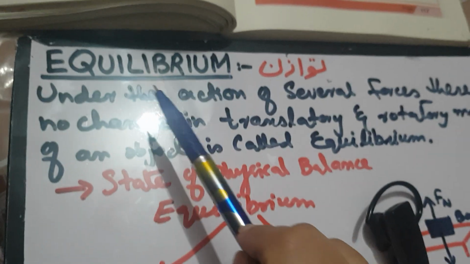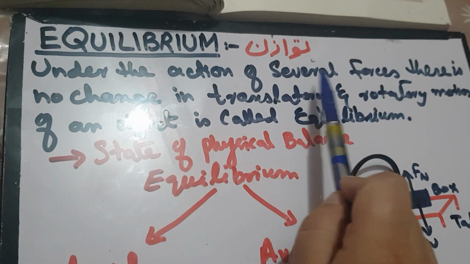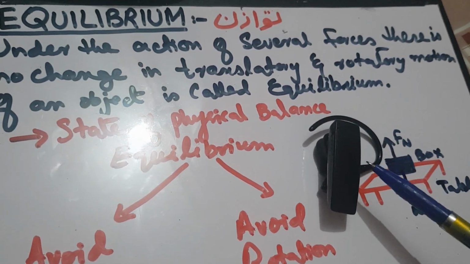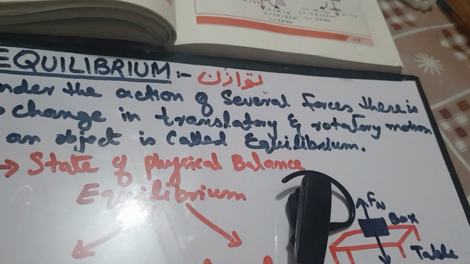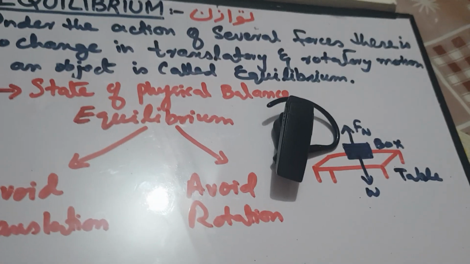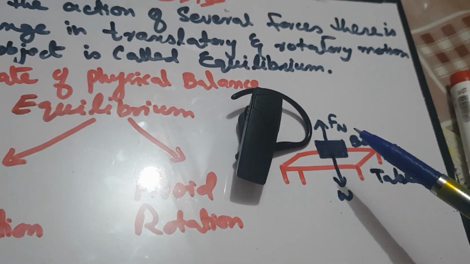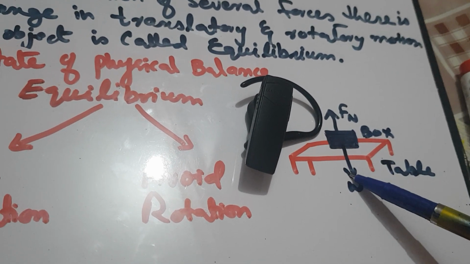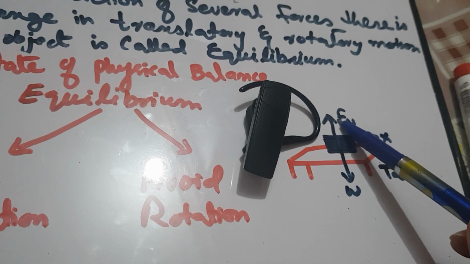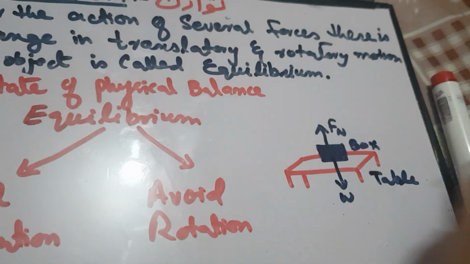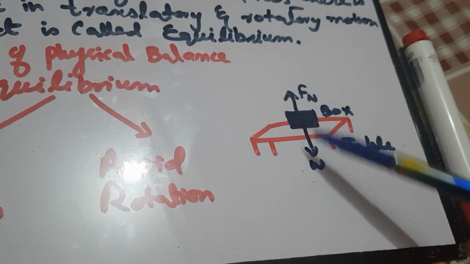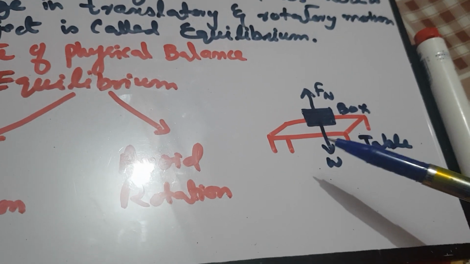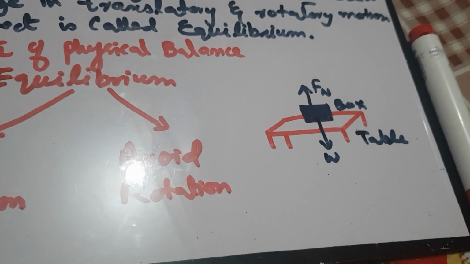So starting from the definition, under the action of several forces: if this object is lying on the table, it means that different forces are acting on it. The two common forces that you already know which act on an object are the weight, which acts in the downward direction, and the normal reaction force, which acts in the upward direction. These are two forces acting on an object. It's not necessary that there must be only two forces acting on an object. There may be more than two forces acting on an object.